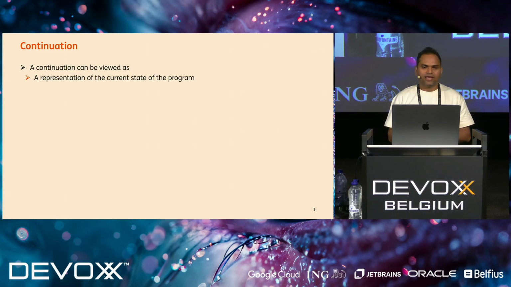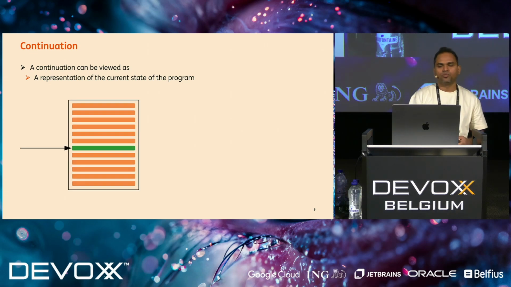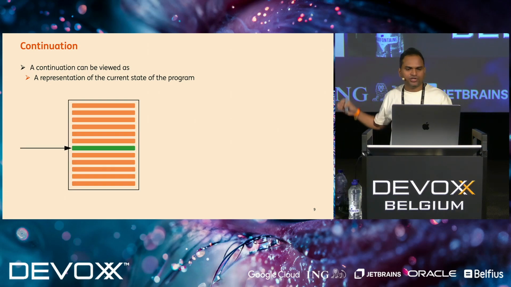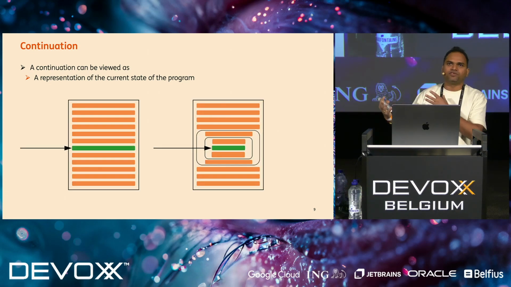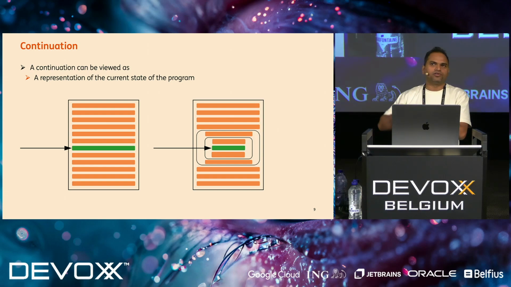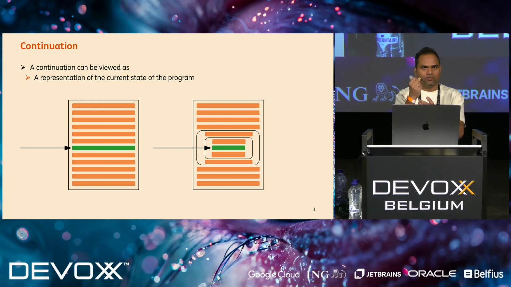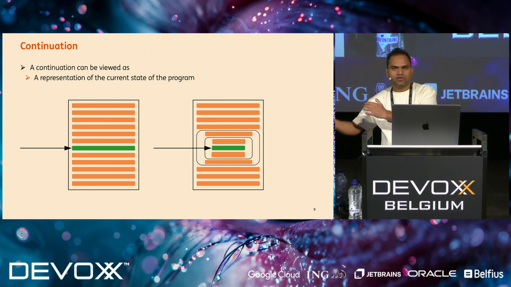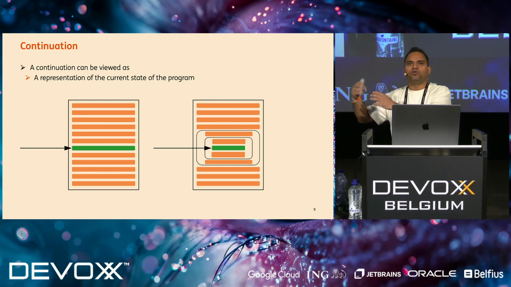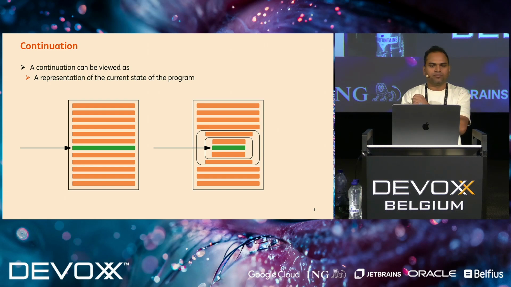A continuation can be viewed as a representation of the current state of the program. Your program could be as simple as a sequence of instructions, or it could be a bit more sophisticated with nested method calls or nested loops, but you can get a continuation at any point in time, and that continuation would be an object that represents the current state of the program, including these nested method calls, including the iteration of the loop that you were at when you took the continuation.